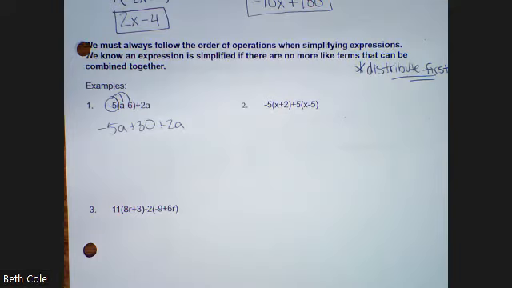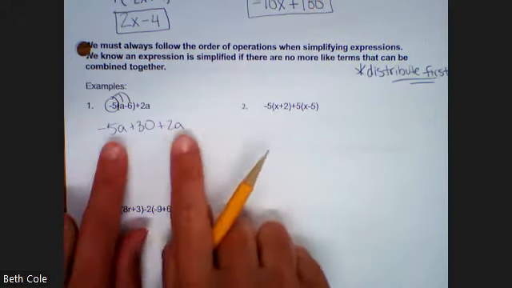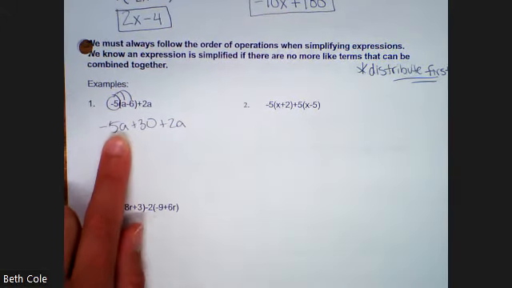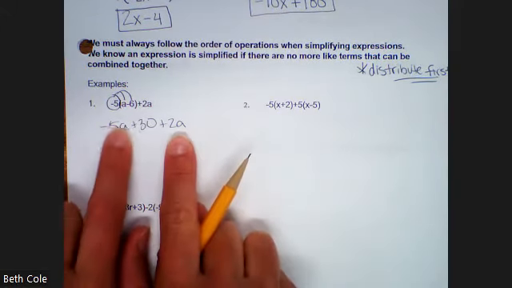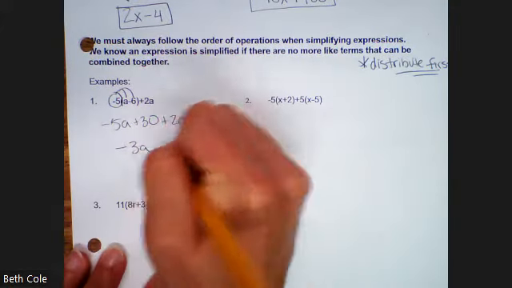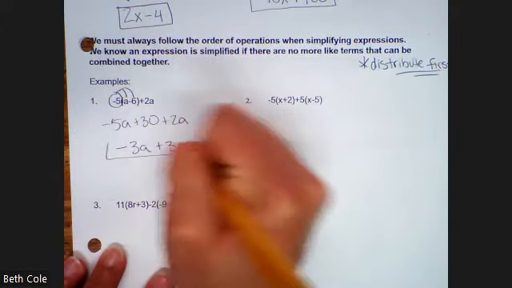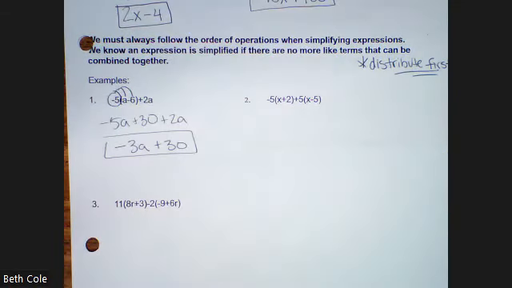So we distributed, yay us. Now we're going to combine like terms. So the A's will go together. The plus 30 is just there, okay? Negative 5A plus 2A, negative 3A, good, and then plus 30. So distribute first, then combine the like stuff together.